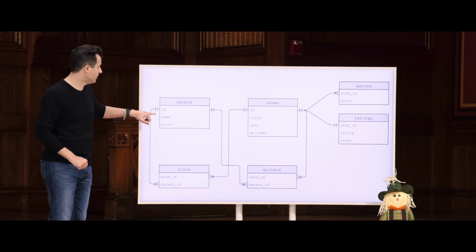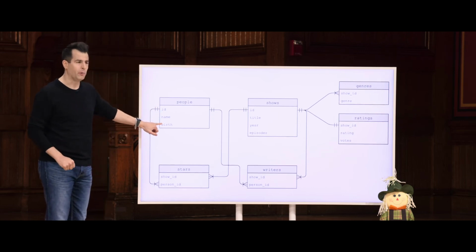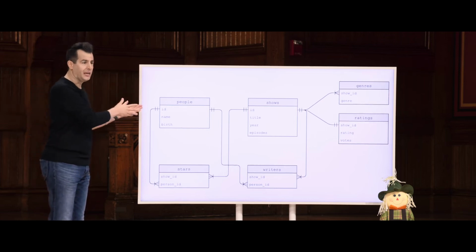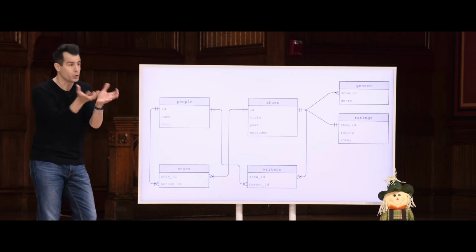People have just 3 columns: ID, name, and birth. But there's no mention of the TV show in which people have starred or the TV shows that a person has written. Well, why is that? Well, if you just had a 4th column here called show, you would have to decide what show that person is in.